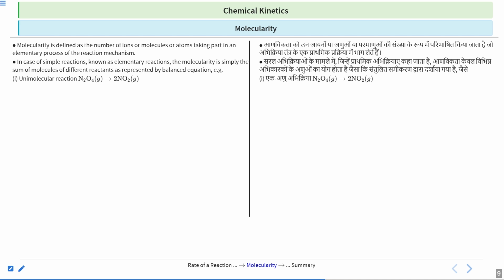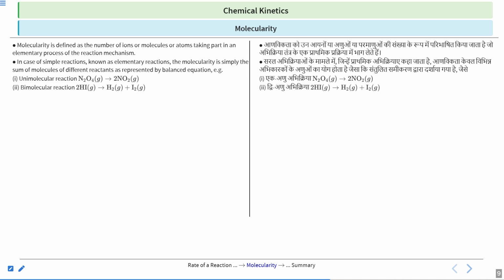So suppose we have one molecule, N2O4, and that is getting dissociated into 2 moles of NO2. Since on the reactant side we have only one molecule of reactant, we will call it a unimolecular reaction.